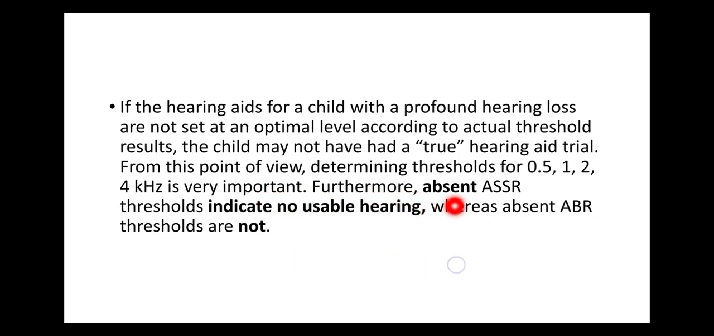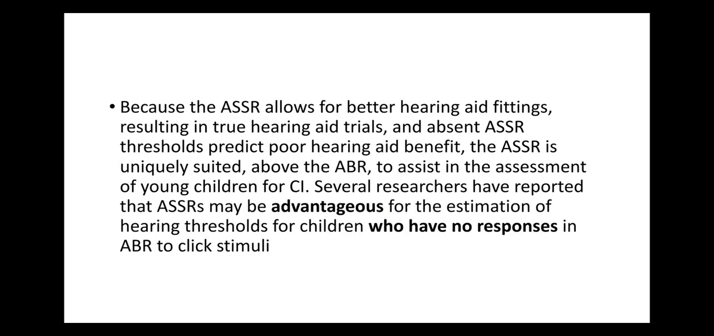Furthermore, absent ASSR thresholds indicate no usable hearing, whereas absent ABR thresholds are not an indicator. Because ASSR allows for better hearing aid fittings, resulting in true hearing aid trials, and absent ASSR thresholds predict poor hearing aid fit, the ASSR is uniquely suited above the ABR to assist in the assessment of young children for cochlear implants.